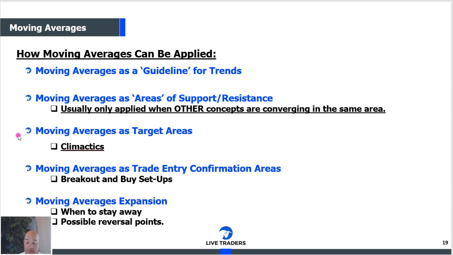But in and of themselves, by themselves, they're worthless. Why? Because price has to happen first. Price tells us what's happening, volume tells us how it's happening, and then the moving average is just another area of indication of what may have happened. It's just one more indicator. Remember, multiple concepts converging in an area is what we're looking after. This is just one more concept happening in that area, okay?